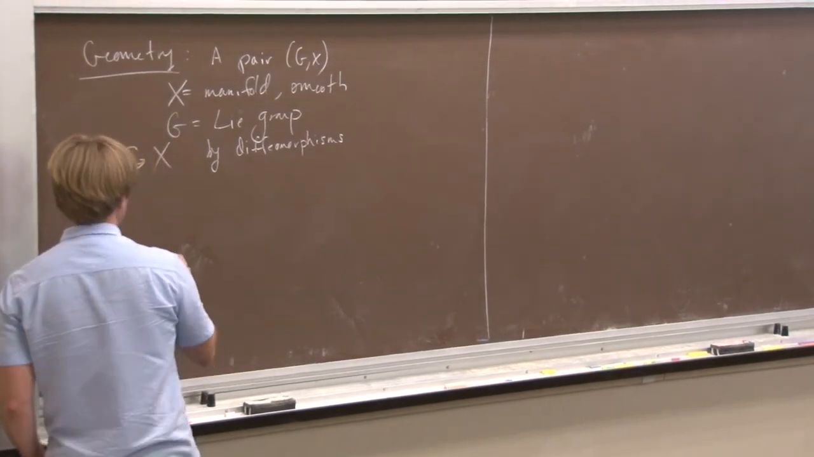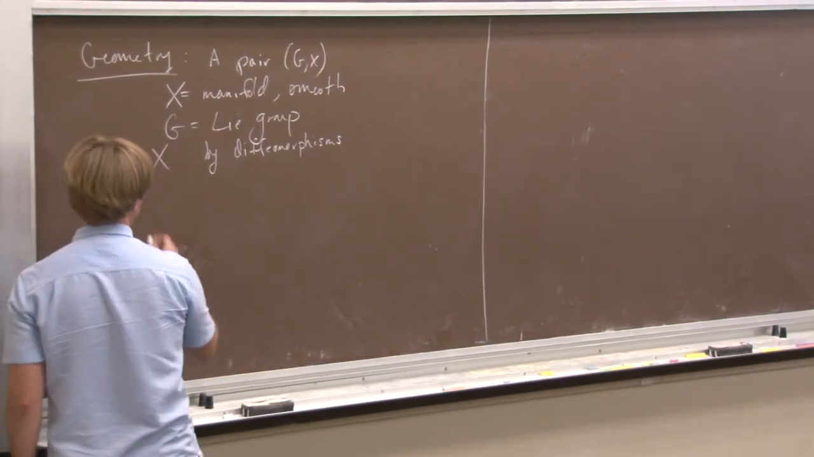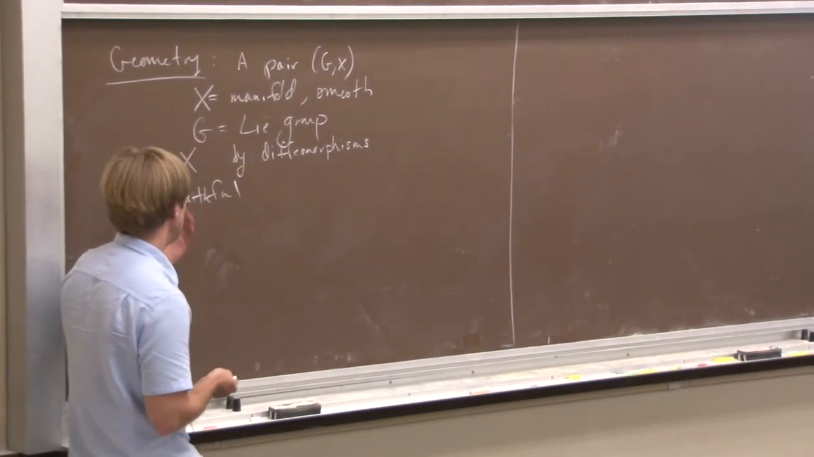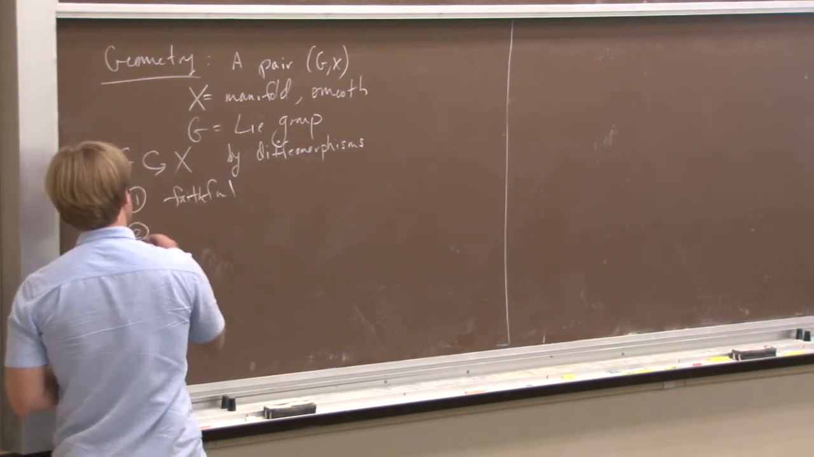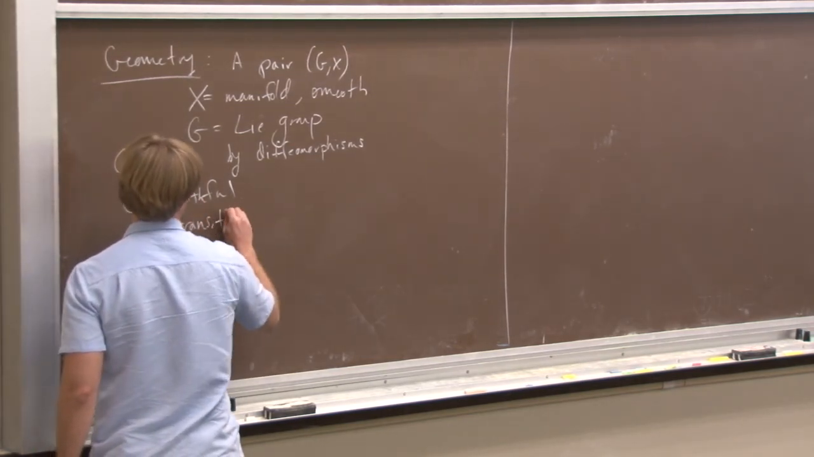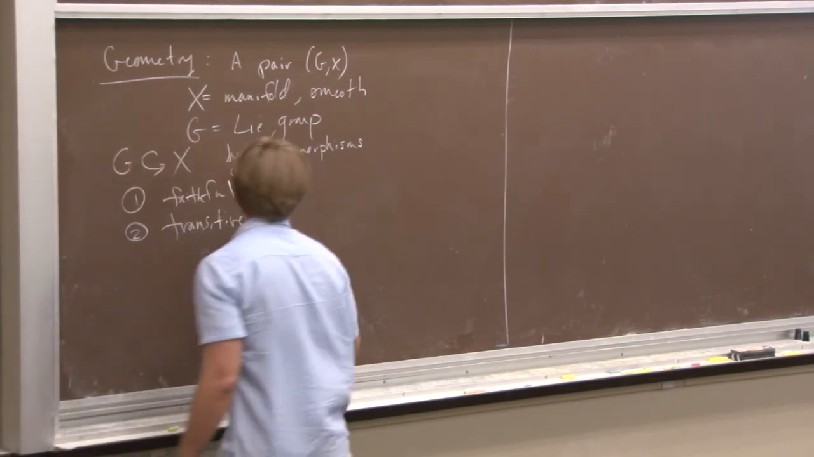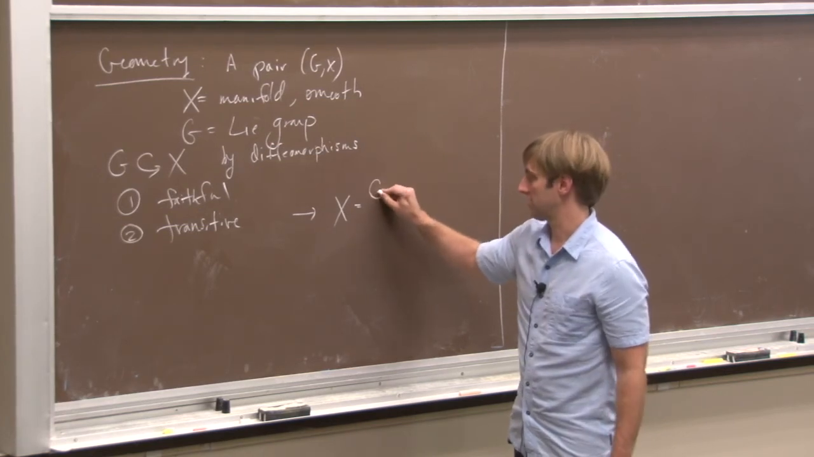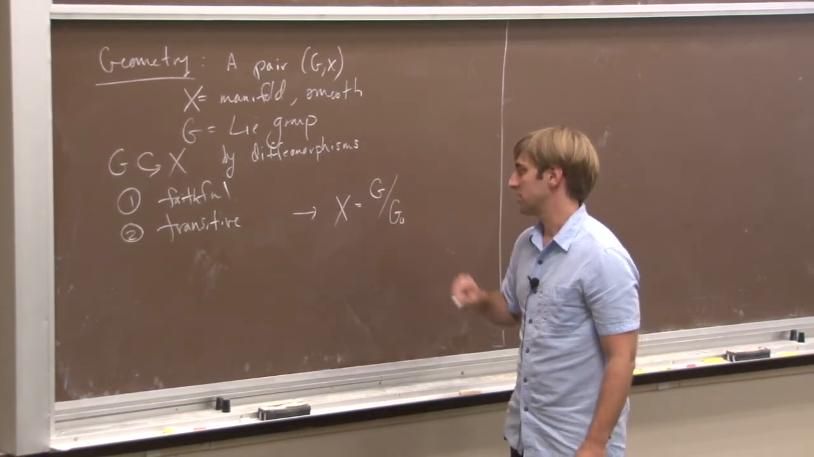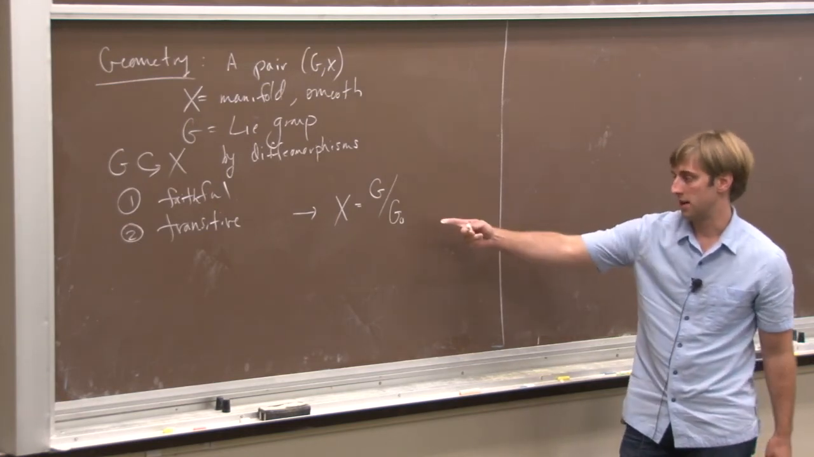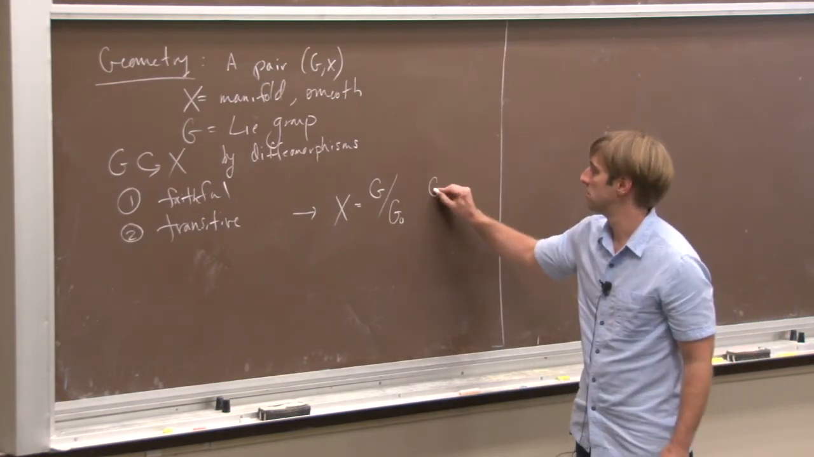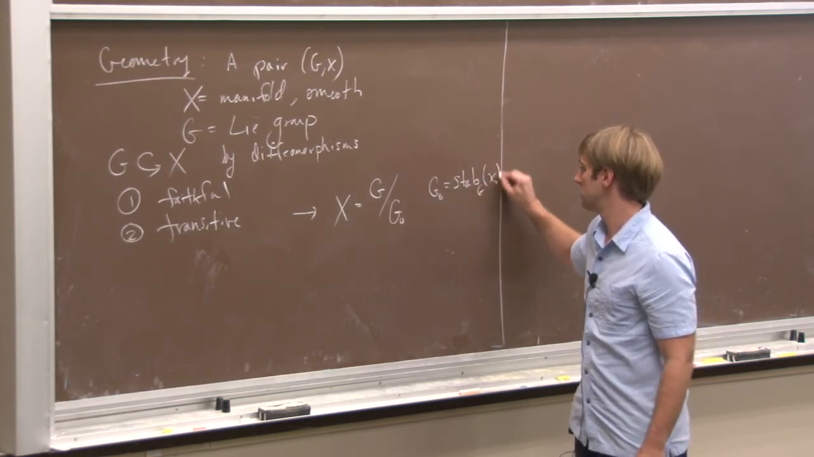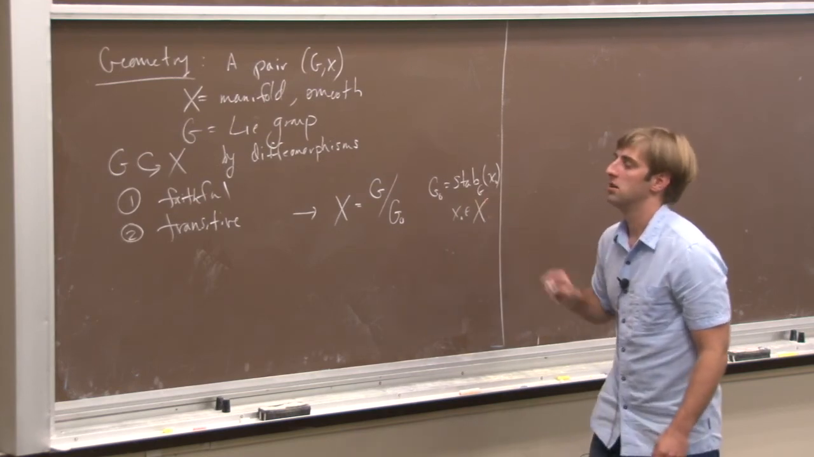And we will require three conditions. One, I want this action to be faithful. Otherwise, just replace G by a quotient. Two, I want the action to be transitive. In particular, that means that X is a homogeneous space for G. You can think of X as the coset space in G of a Lie subgroup G0, which is the stabilizer in G of some point in X.